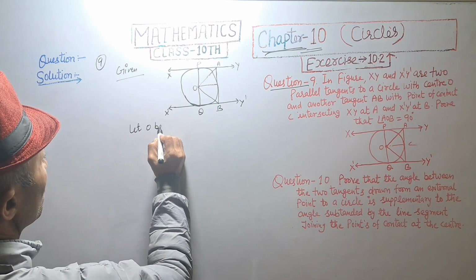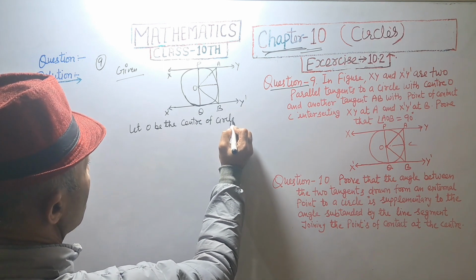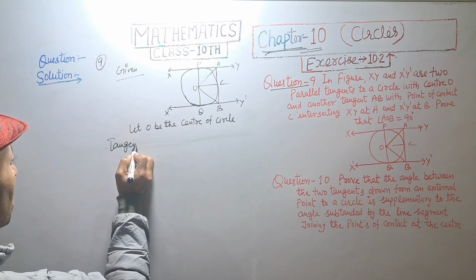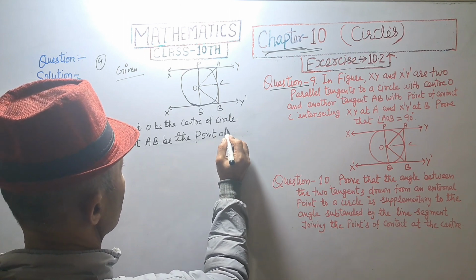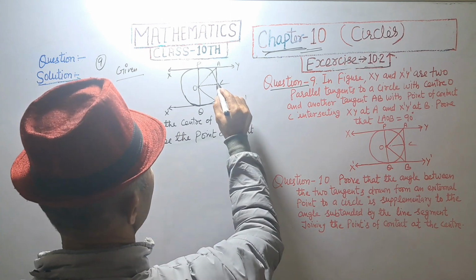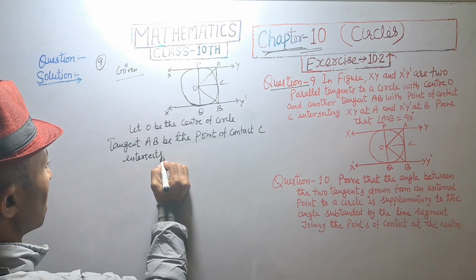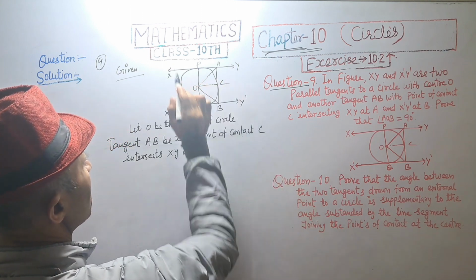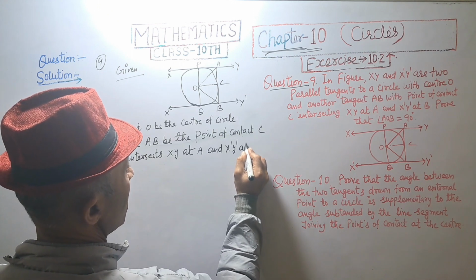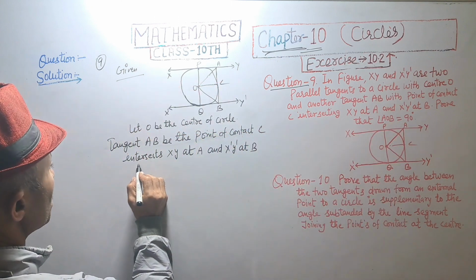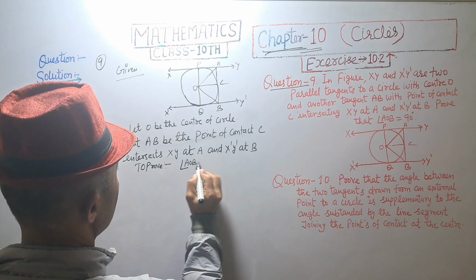Let O be the center of the circle. Tangent AB, with point of contact C, intersects XY at A and X'Y' at B. To prove: angle AOB is 90 degrees.